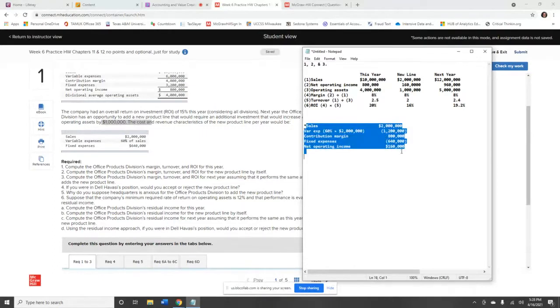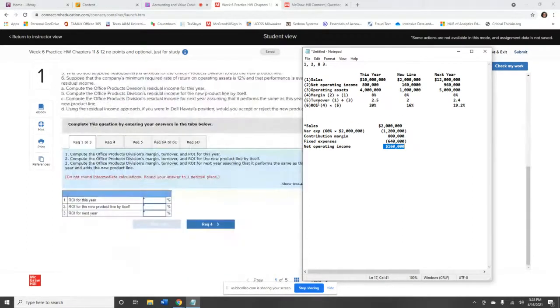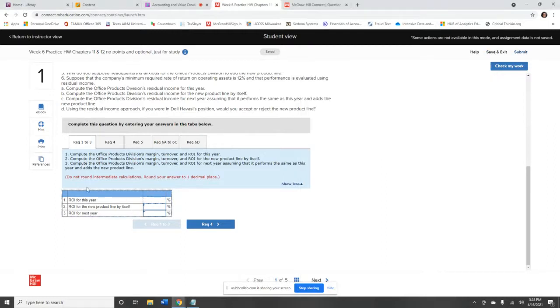All right, so what we've done here, and this was just an intermediate step. All this here is just to calculate the net operating income of just the new line. So what we've calculated is what the question asks for, right? It says compute margin, turnover, and ROI for this year, margin, turnover, and ROI for the new product by itself, and margin, turnover, and ROI for next year, assuming everything's the same, and just add them. I guess the question is only asking you to fill in the ROIs because it knows you had to calculate margin and turnover to get ROI.